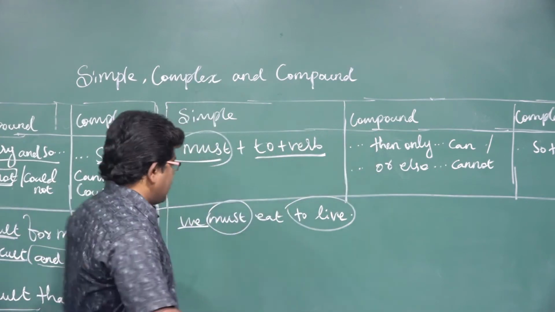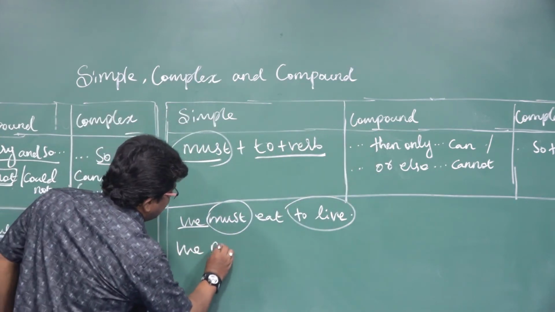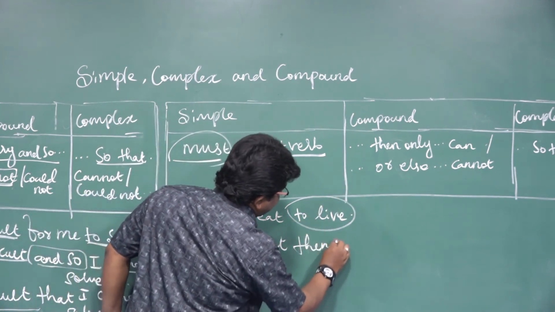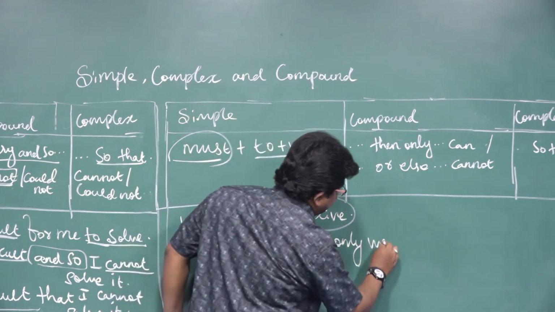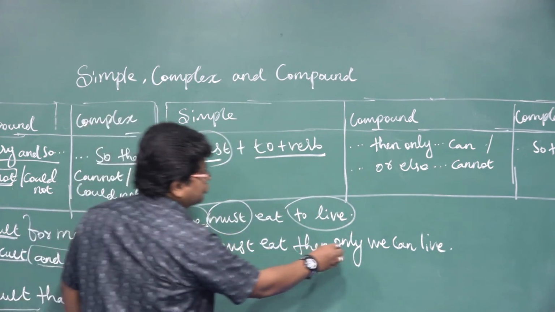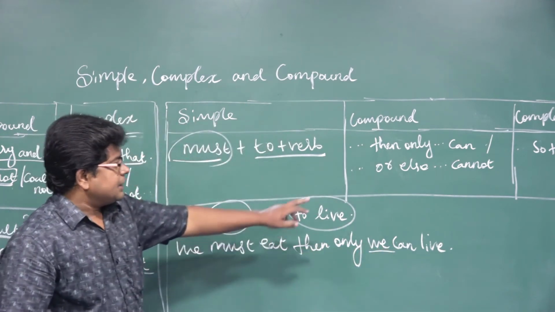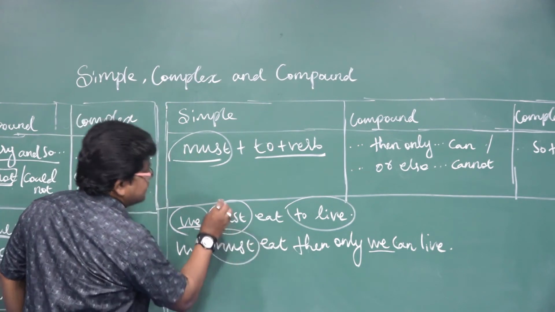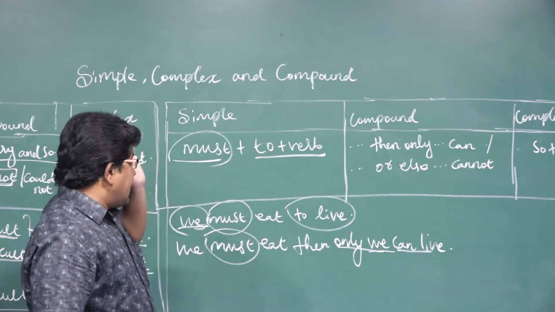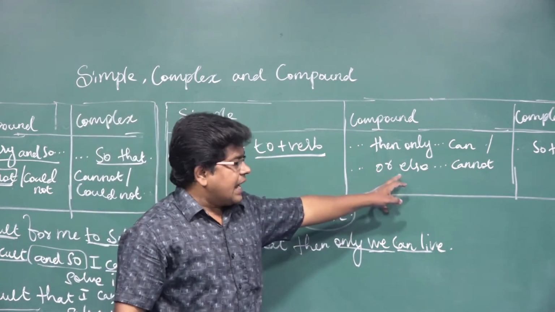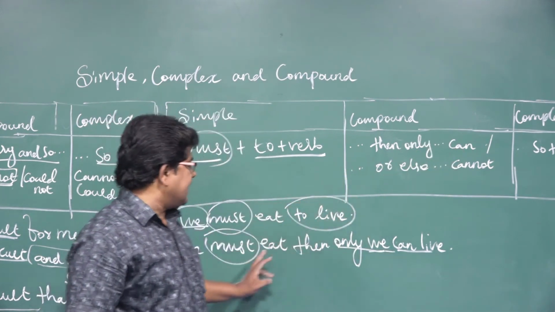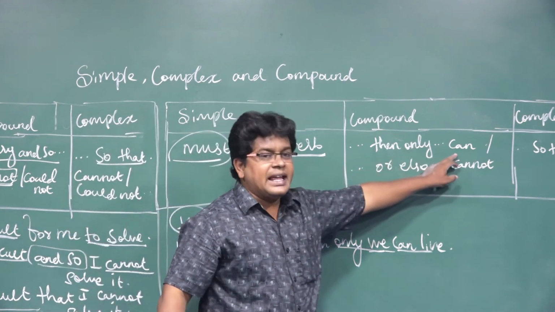Compound sentence. We must eat, then only we can live. See, they have given we. That's why I have used the subject we. We must eat, then only we can live. That is must eat, then only we can live. Otherwise, you can write, we must eat or else we cannot live. The sentence can be written as, we must eat, then only we can live.